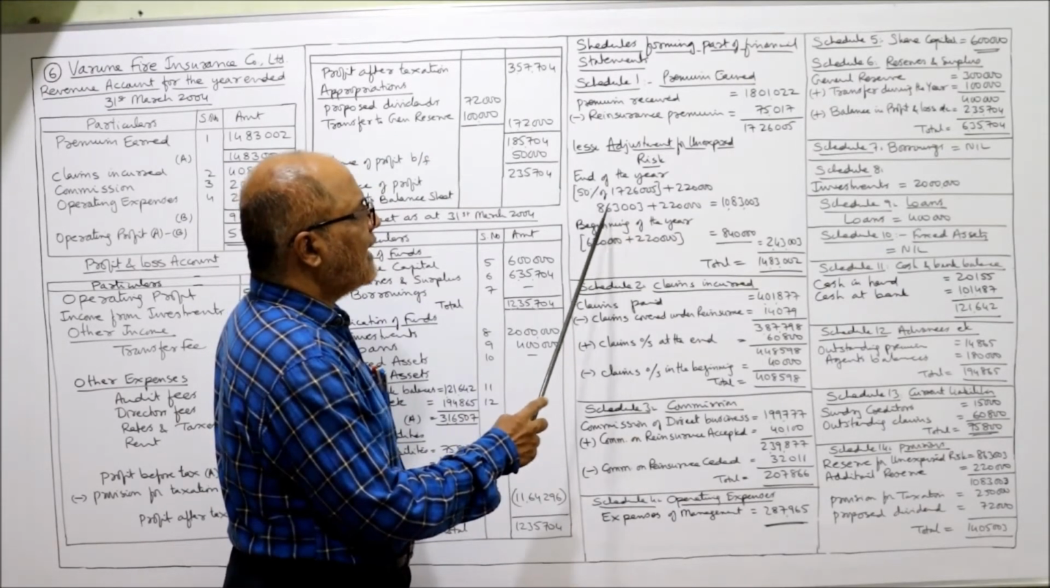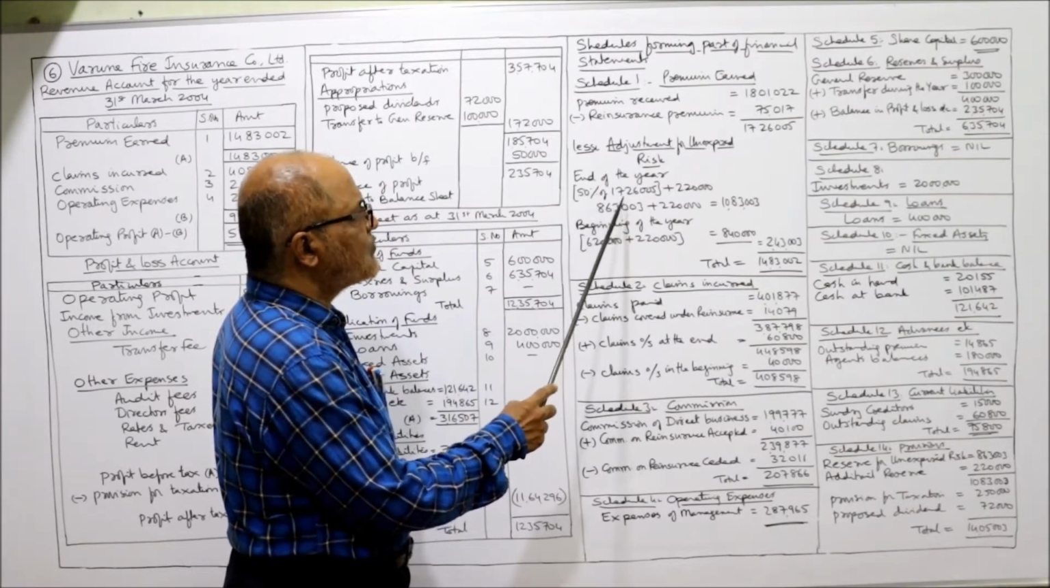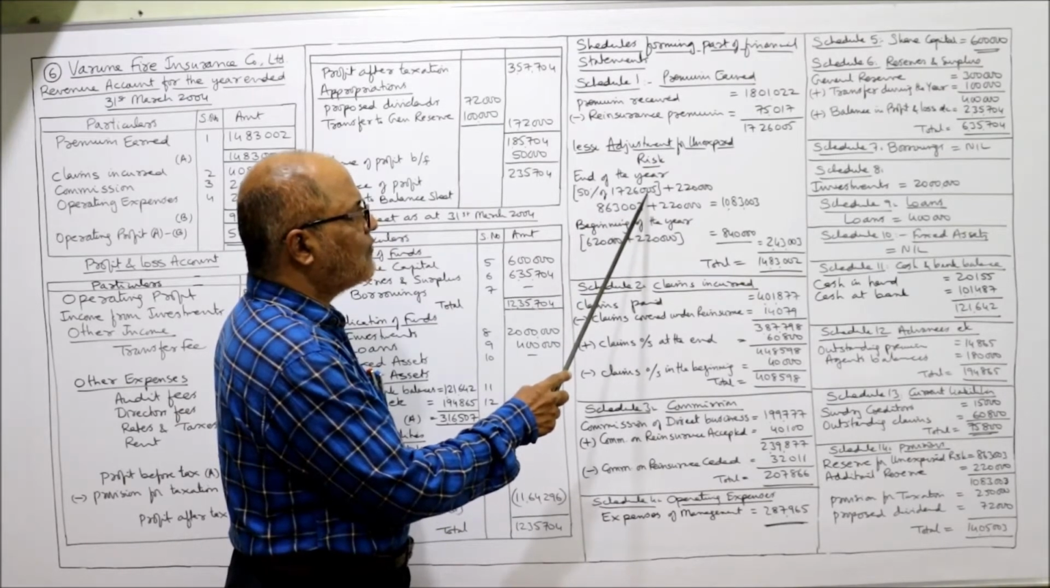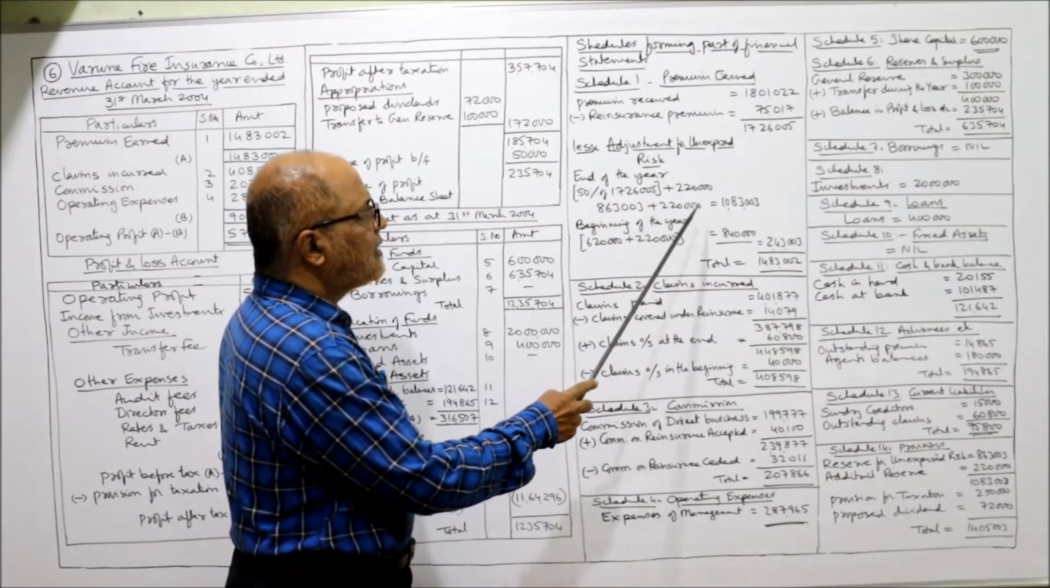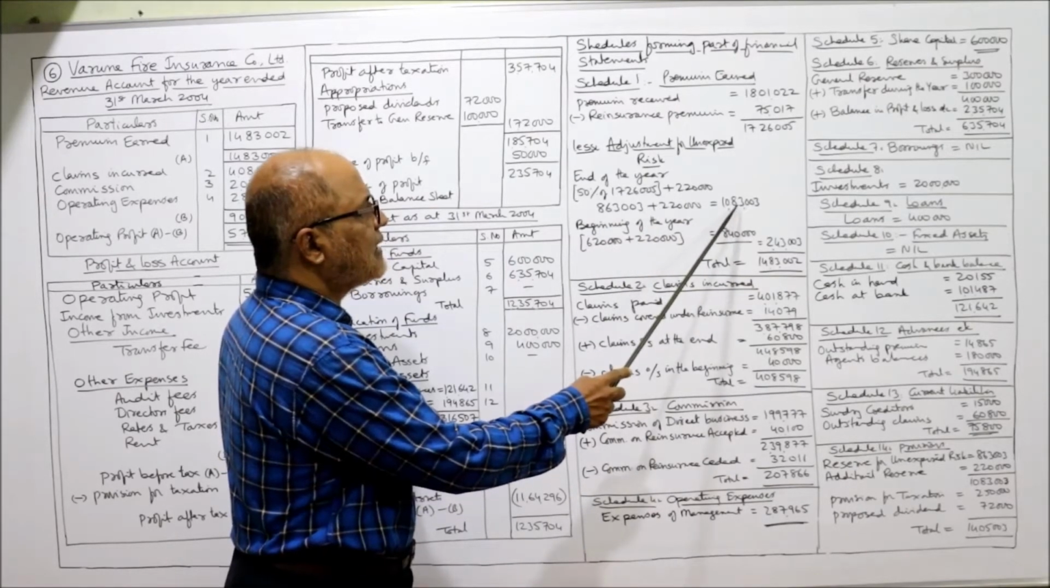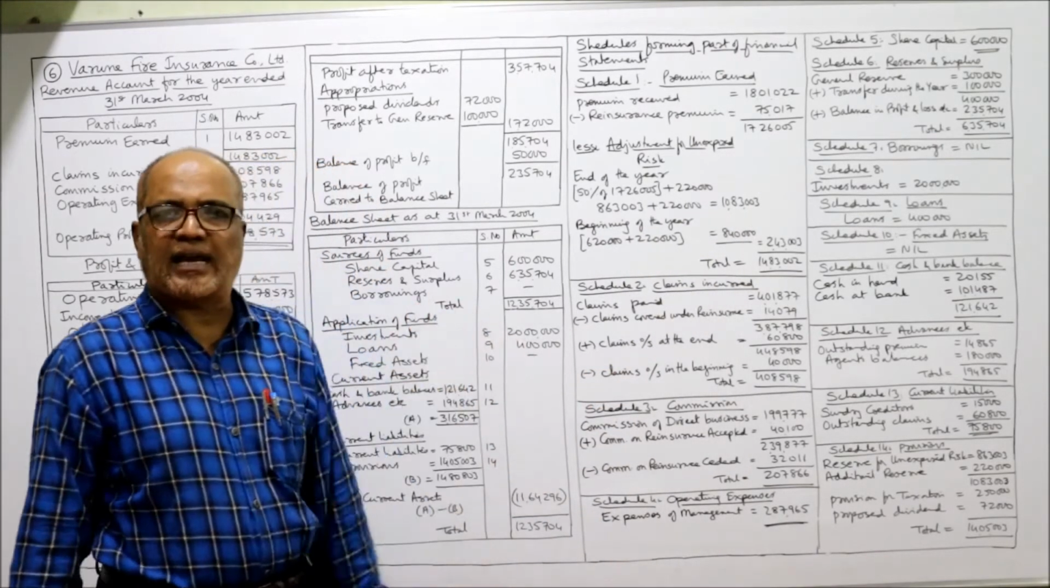8,63,003. This is 50% of 17,27,005 plus 2,20,000. So 8 lakh plus 2 lakh, 10 lakh. 10,83,003. It's exactly right.